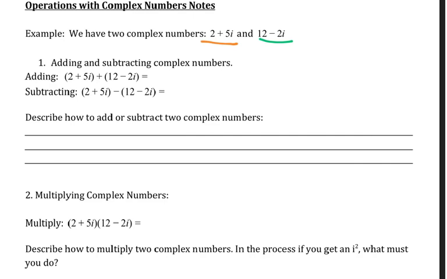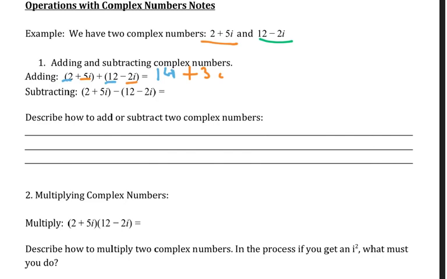Adding complex numbers is just adding like terms. So here I have the real part. We're going to add the real part, so 2 plus 12 will give me 14. And then I'm going to add the imaginary parts. So 5i minus 2i is going to give us 3i, positive 3i. So it's 14 plus 3i is the answer.